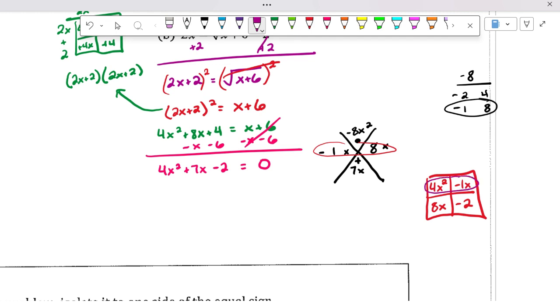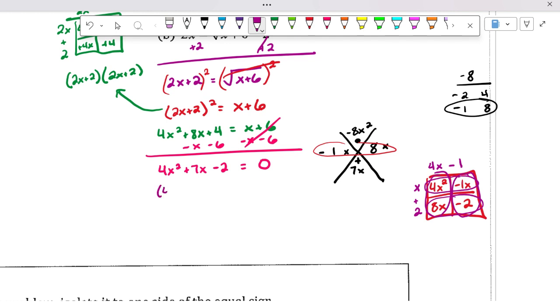What's the GCF of the first row? X. GCF of the second row? Not negative 2. 2. Because the first box is positive, so that means we can keep it positive. GCF of the first column? 4x. GCF of the second column, keep in mind the first box. Negative 1. First box is negative. Besides that, there's no other GCF.